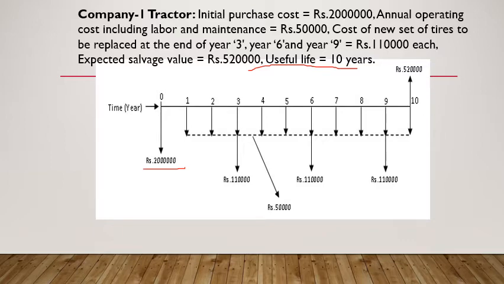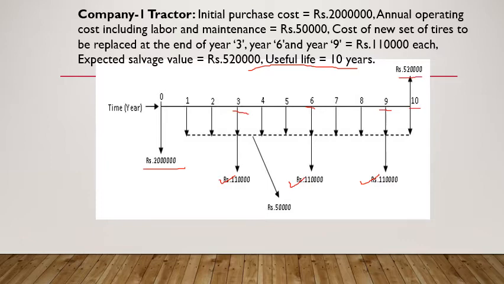What else then? Cost of new set of tires to be replaced at the end of year 3, 6 and 9 at 1,10,000 each. Okay, so at the end of year 3, 1,10,000, at 6, 1,10,000, at 9, 1,10,000. Indicate that at t is equal to 3, t is equal to 6, and t is equal to 9. What else remains? Salvage value of 5,20,000. Salvage value will obviously occur at the end, that is at t is equal to 10.